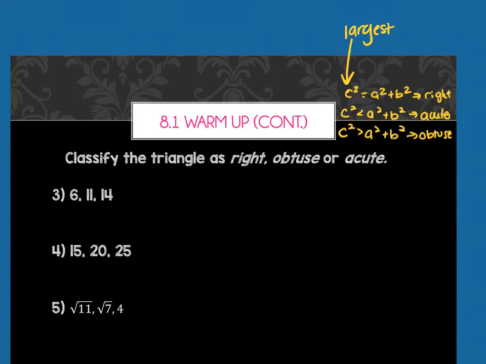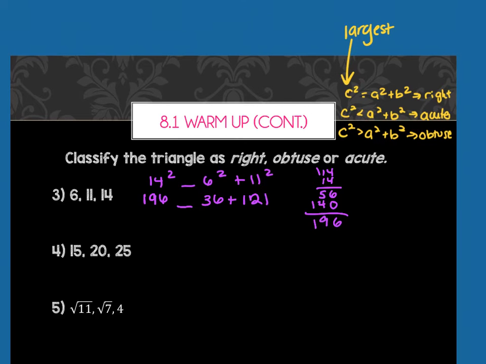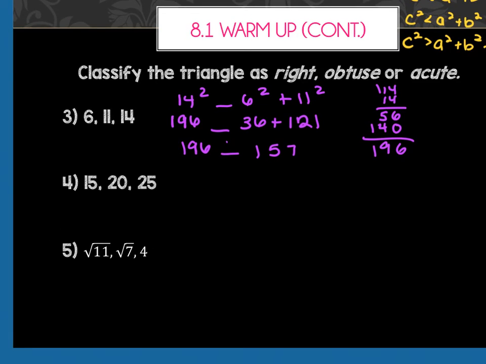So if I look at number 3, 6, 11, and 14, what number is going to go on the side by itself? 14. So I would say 14 squared has what relationship to 6 squared plus 11 squared? 14 times 14 is 196. 6 squared is 36. 11 squared is 121. Add those together, and I get 196 is what relationship to 157? This would be greater than, making this triangle obtuse.